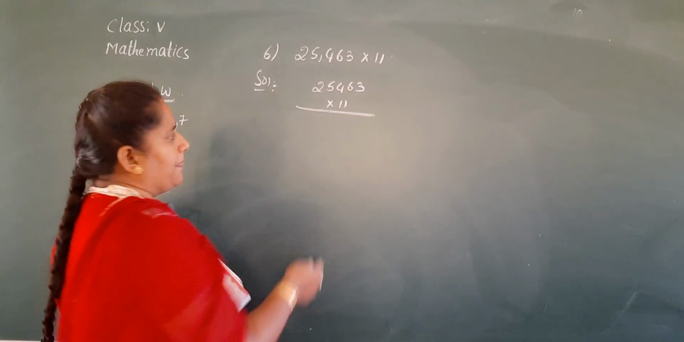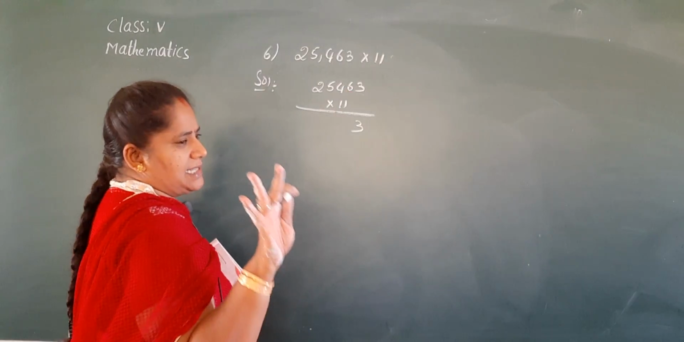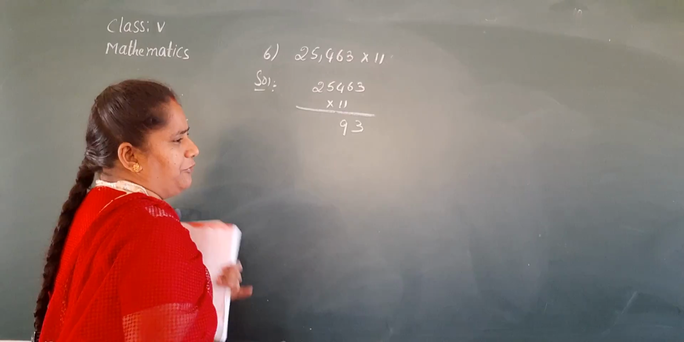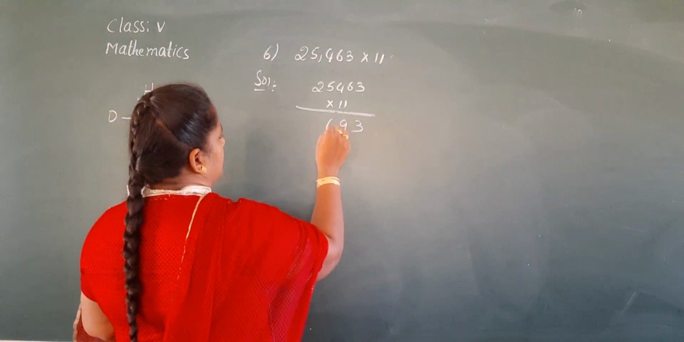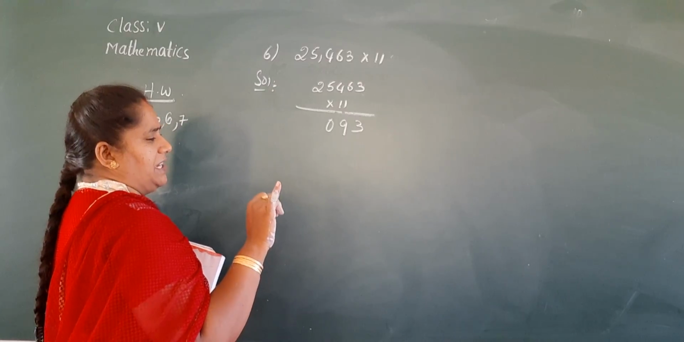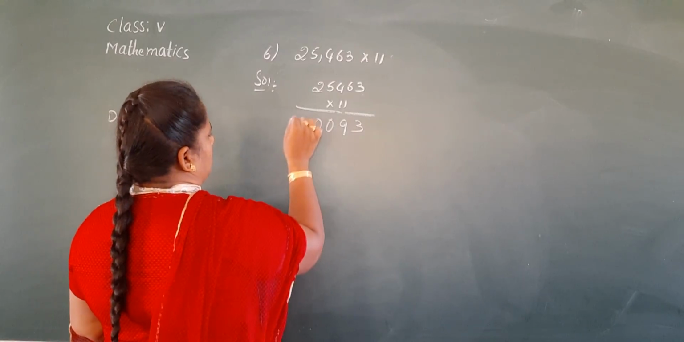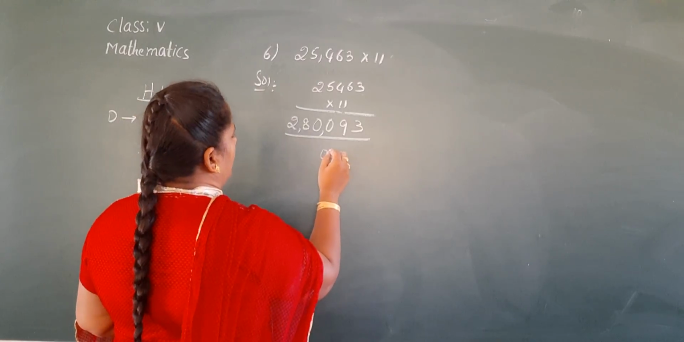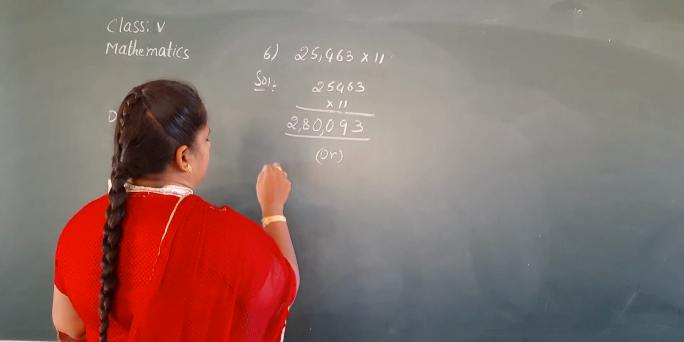I will explain both. Come on, 11 3s are 33. 3 in hand, 3 is down. 11 6s are 66. 67, 68, 69. 6 in hand, 9 is down. 11 4s are 44 plus 6. 45, 46, 47, 48, 49, 50. 5 in hand, 0 is down. 11 5s are 55, 56, 57, 58, 59, 60. 6 in hand, 0 is down. 11 2s are 22 plus 6, 28. So the answer is 2,80,093.